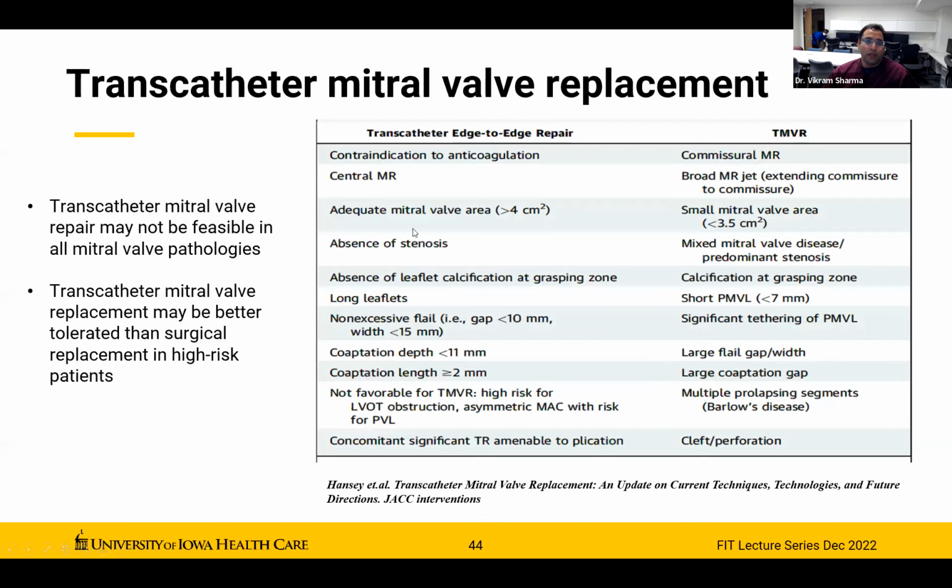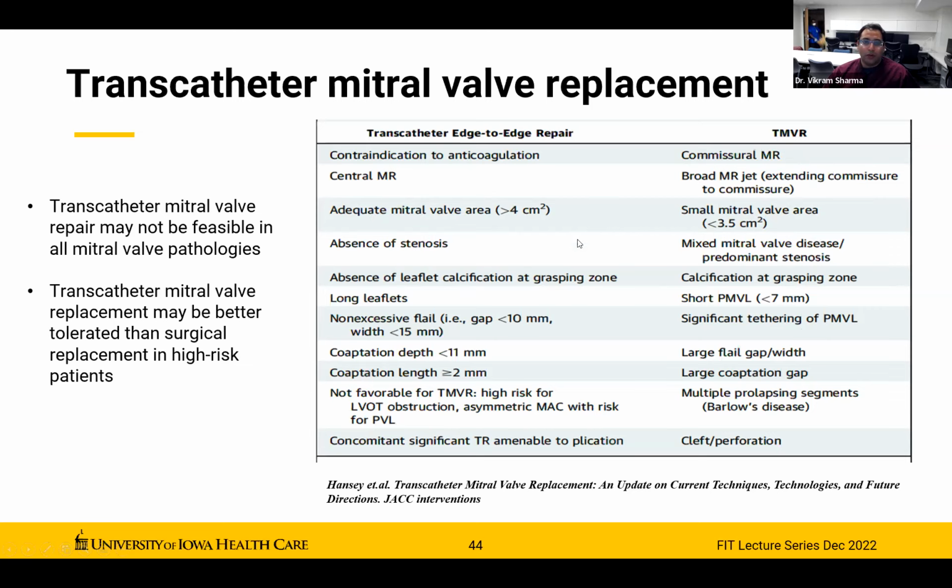Who are the patients who we cannot treat with transcatheter edge-to-edge repair? These are patients who have commissural mitral regurgitation or a broad jet of MR. Those would be better treated with a transcatheter mitral valve repair replacement as compared to those who have a central MR jet.